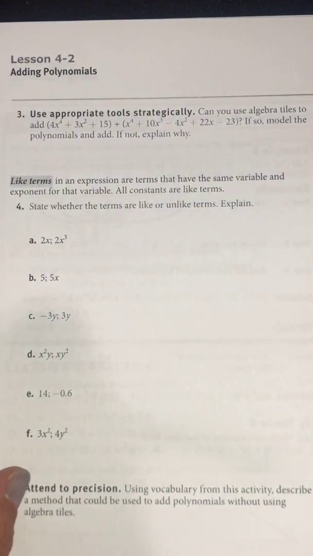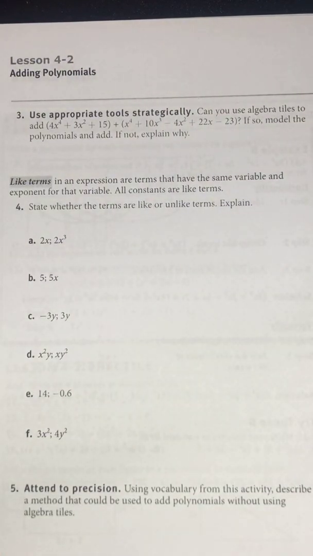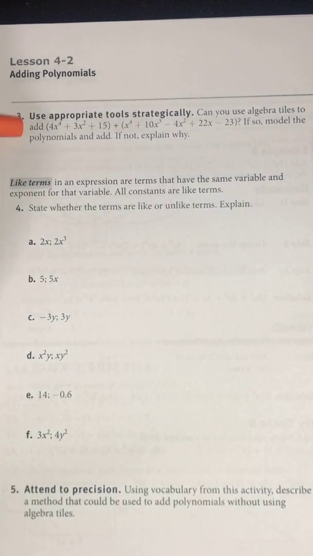Number 3. Can you use algebra tiles to add 4x to the 4th plus 3x squared plus 15 plus x to the 4th plus 10x cubed minus 4x squared plus 22x minus 23? If so, model the polynomials and add. If not, explain why. So the point of this question is to show that algebra tiles only go up as high as an x squared.